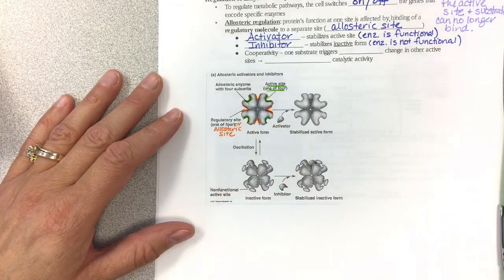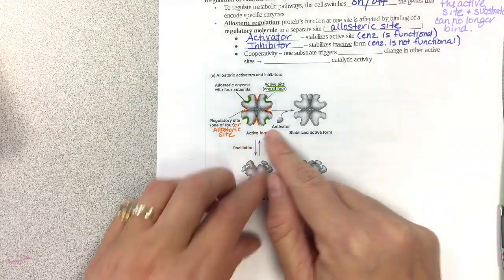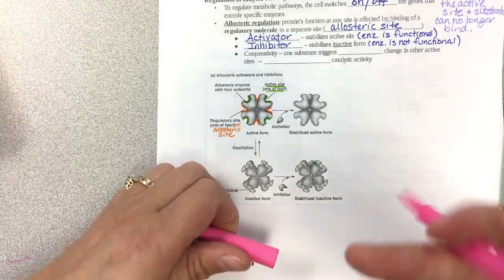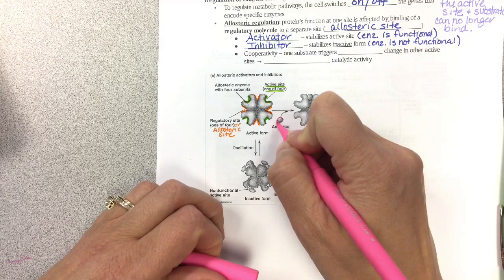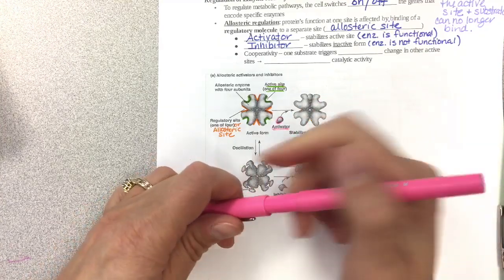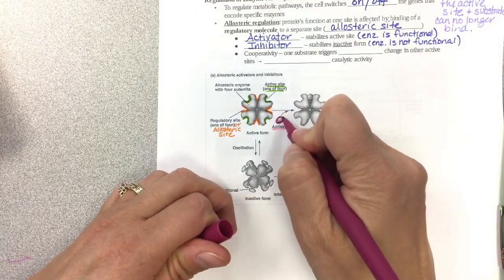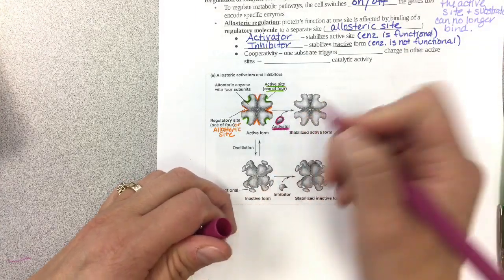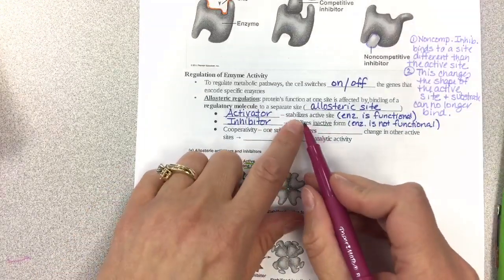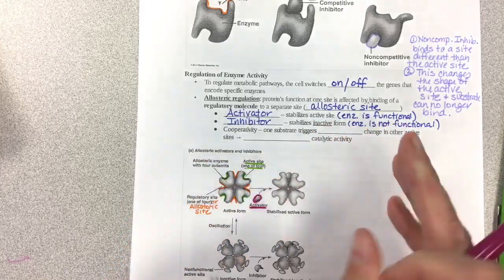So look at what happens when an activator comes in. Let's get a different color here. All right, so here's your activator. Oh, I picked pink, but my pink marker is going out. I'll do a darker one. There we go. An activator comes in. Activators, as we just said, stabilize the active site and make the enzyme stay functional.